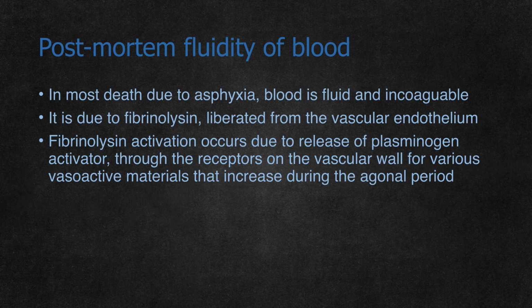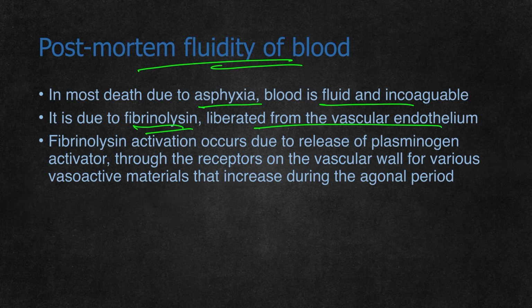Then, postmortem fluidity of blood. In most deaths due to asphyxia, blood becomes fluid and incoagulable. It is due to fibrinolysin, which is liberated from the vascular endothelium. Fibrinolysis activation occurs due to release of plasminogen activator through receptors in the vascular walls for various vasoactive materials that increase during the agonal period. So if a person dies in agonal conditions, sometimes fibrinolysin is released and causes fluidity of the blood.